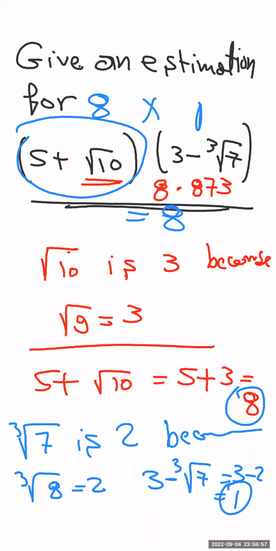Okay, guys? Sir, do we write in the answer the 8 alone or the 8.873? That one is the estimation, and that one is the actual by the calculator. So it's 8 as the estimation, 8 point something as the actual result. So the estimation is accepted.